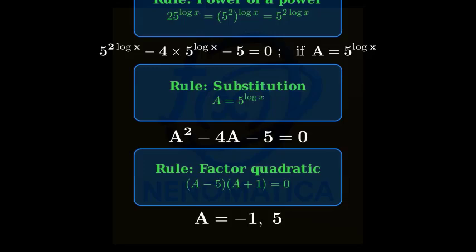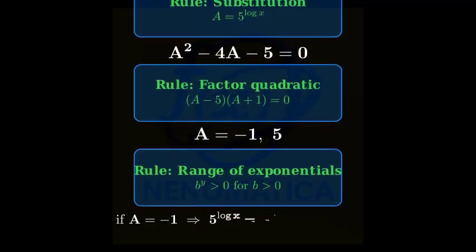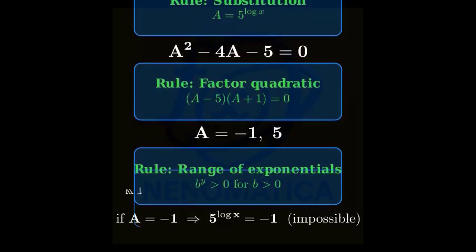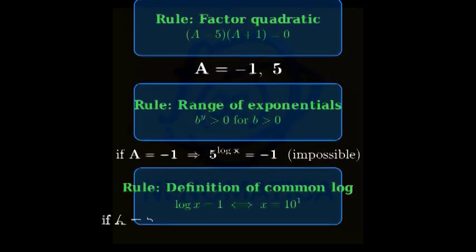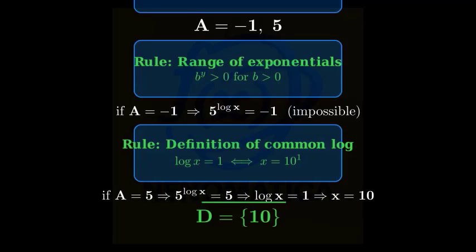Step 6. Test a equals -1. Since 5 to any real power is strictly positive, 5 to the log x cannot equal -1. So this option is impossible. Step 7. Use the valid solution a equals 5. Then 5 to the log x equals 5, which implies log x equals 1.